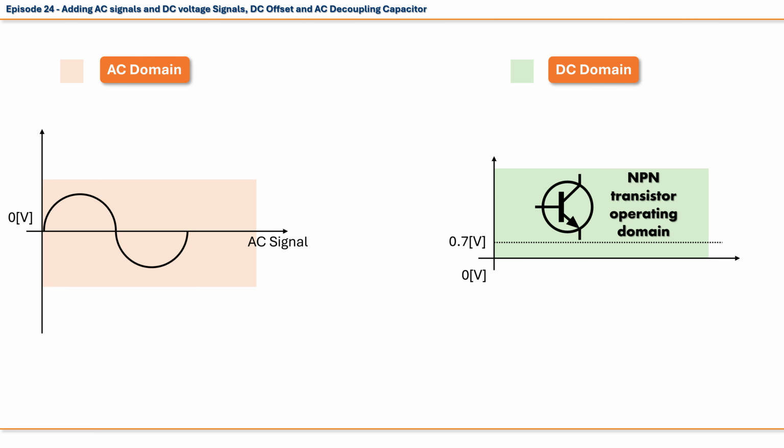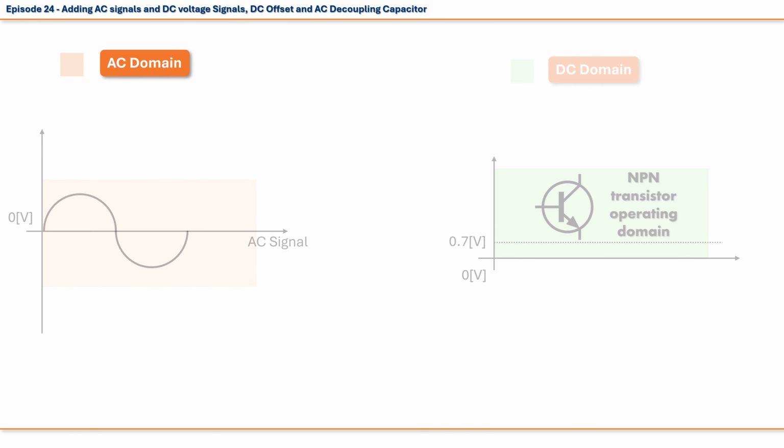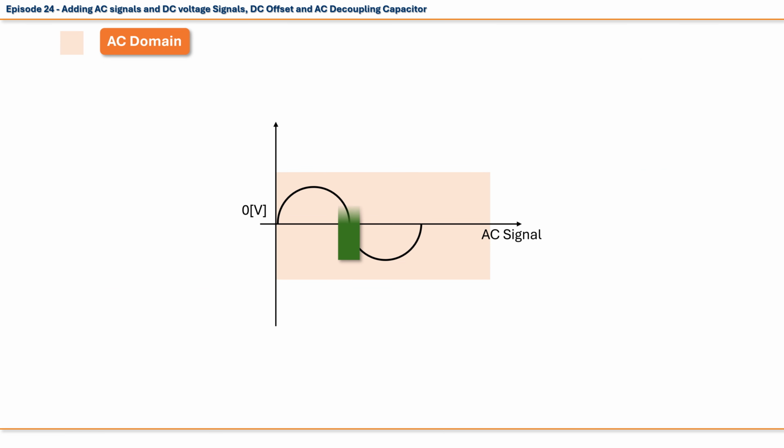But how do we put an AC signal into the DC domain? Our goal is to shift or to pull up the AC signal so that both positive and negative amplitude now rest entirely in the DC domain, and furthermore, rest above the 0.7 volts required to properly bias the NPN transistor into active mode of work.